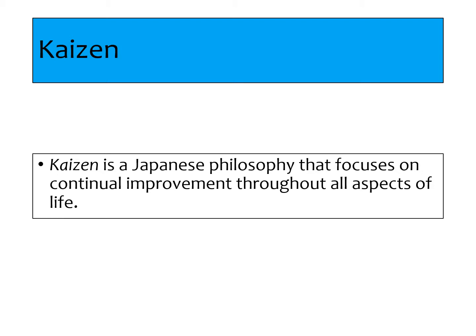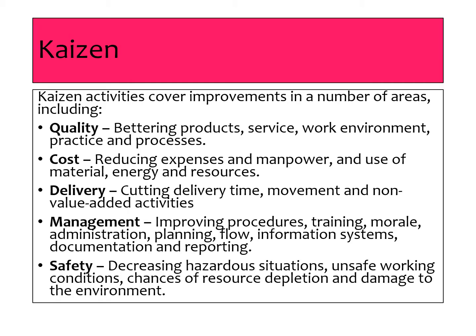Another one, which is a Japanese concept, is Kaizen. This focuses on continuous improvement throughout all aspects of your life or in the workplace. These activities cover improvements in a number of areas, such as quality, so bettering your products, your work environment and your practice. Really having a focus on your costs, so reducing your expenses, raw materials, etc. Delivery, management and safety. So these are the number of areas that Kaizen focuses on.